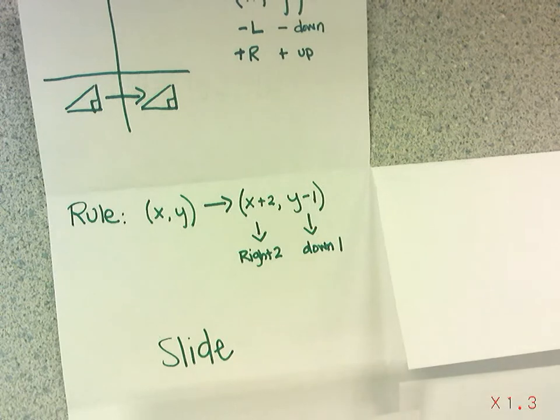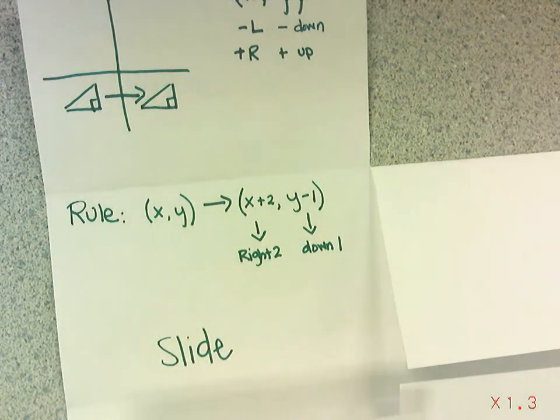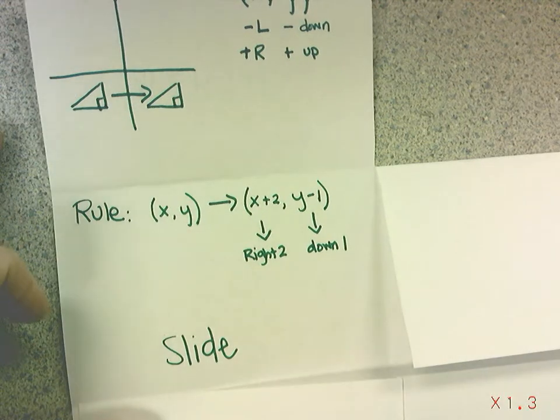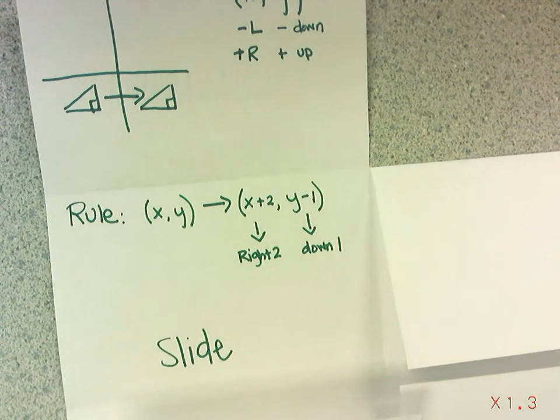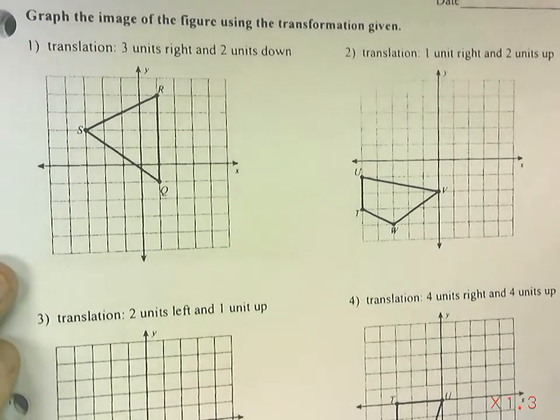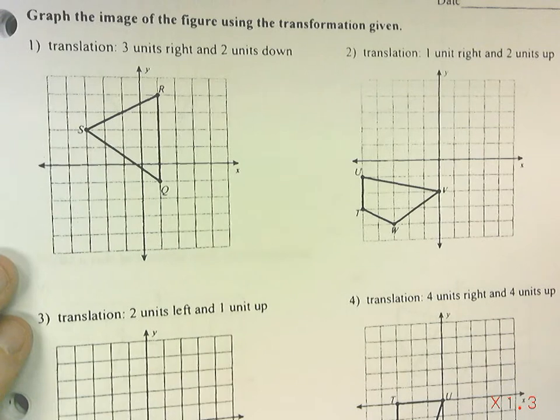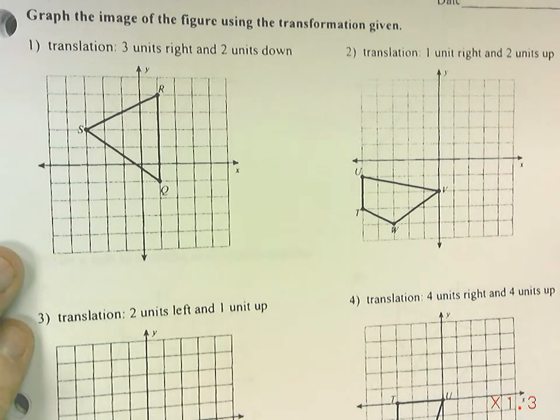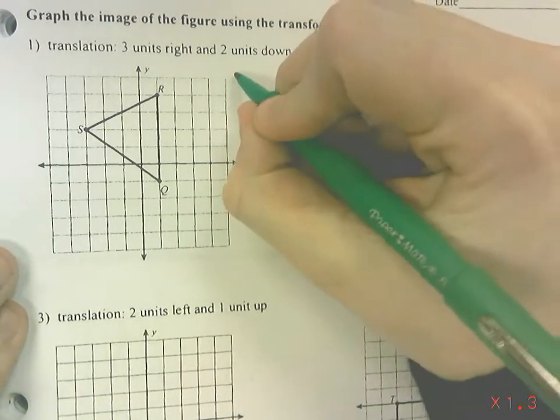Okay, so now I'm going to do some examples in the book. So in the book, your first translation assignment is the page right after 69. So I'm going to go to the page right after 69. Okay, so the first section says, graph the image of the figure using the transformation given. And I'm also going to add that you need to write the rule. Okay, so let's write the rule first.